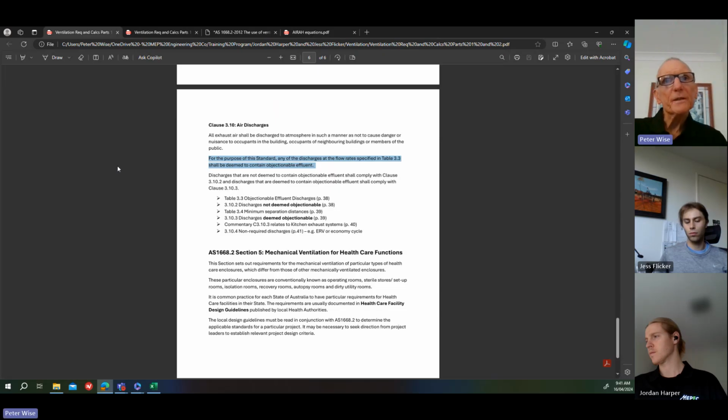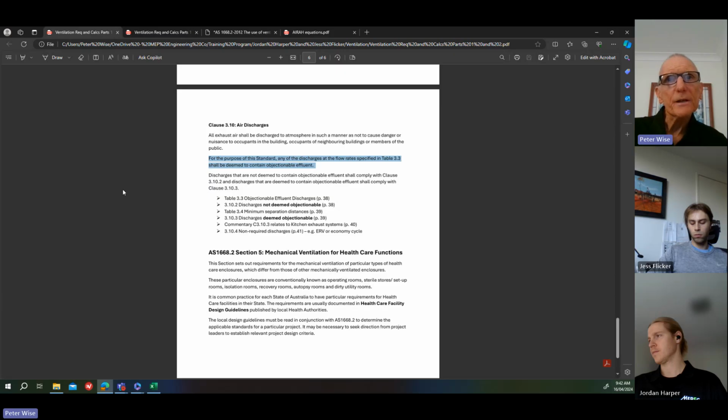Now, we talked briefly about Table 3.3. Do you remember that? Objectionable and non-objectionable discharges? Okay, so that's important to be aware of, to check that. Generally speaking, objectionable at any flow rate would be things like fume exhausts, dust exhausts, special processes, oil baths, things that are smelly and potentially noxious or contain dust is objectionable.